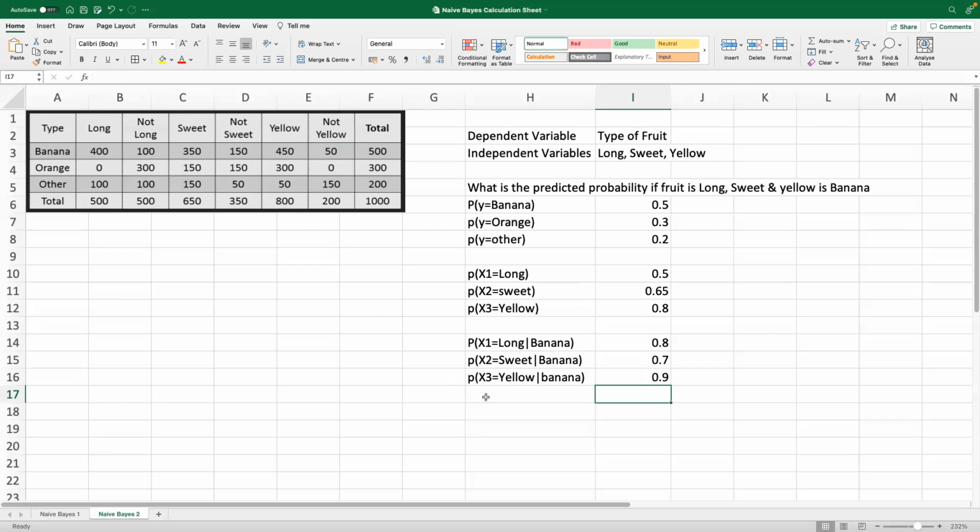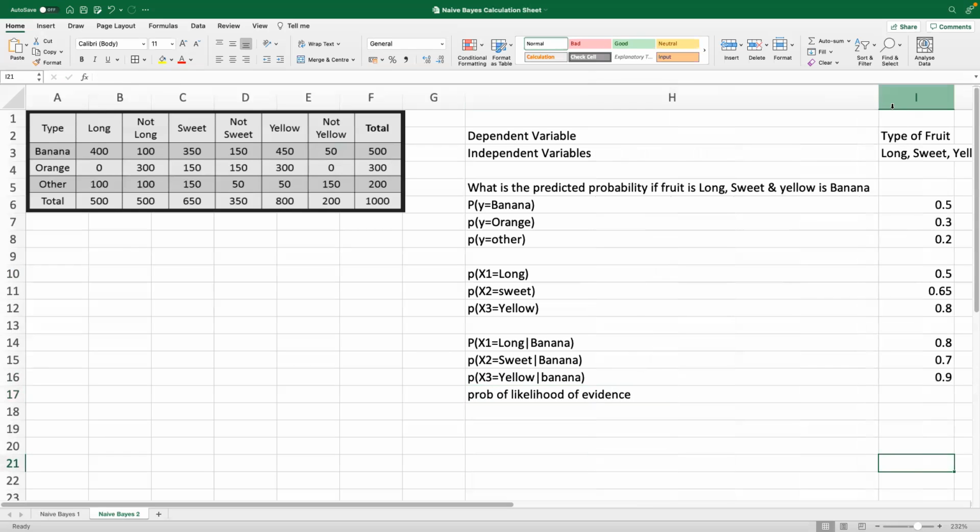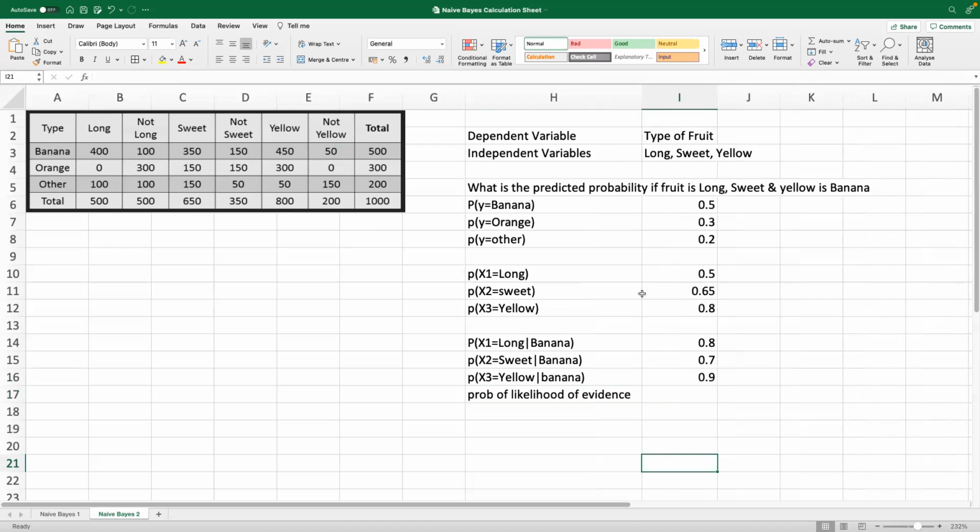So what is the probability of likelihood of evidence? Likelihood of evidence is a multiplication of all these three, right? You will take the multiplication of all three as your probability of likelihood of evidence, which is equal to 0.8 into 0.7 into 0.9. 0.504 is your probability of likelihood of evidence.